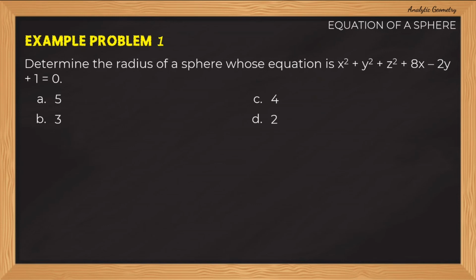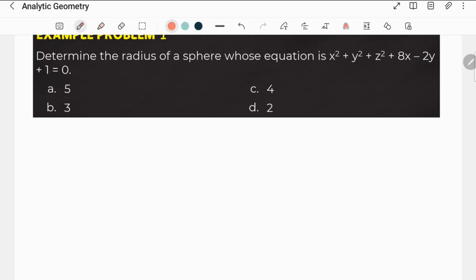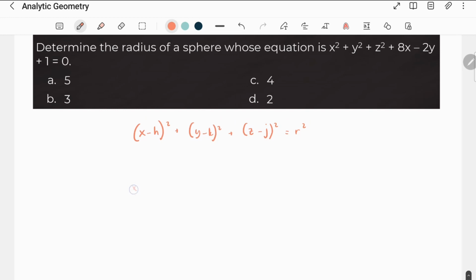Okay? So sige, so para mas maintindihan natin, i-solve na natin itong problem. Ulitin lamang natin guys, yung ating formula para sa equation ng sphere is (x minus h) squared plus (y minus k) squared plus (z minus j) squared equals r squared. Okay, so bali guys, ang nangyari dito is given na yung ating equation. Sa ating problem, given na yung equation, ang kailangan na lamang natin makuha dito is yung radius ng ating sphere. Okay, so yung ating equation according to the problem is x squared plus y squared plus z squared plus 8x minus 2y plus 1 equals 0.